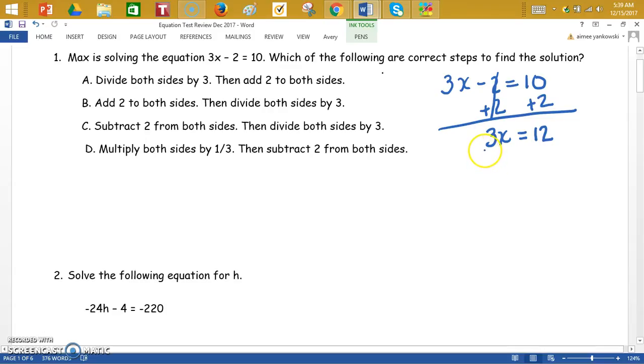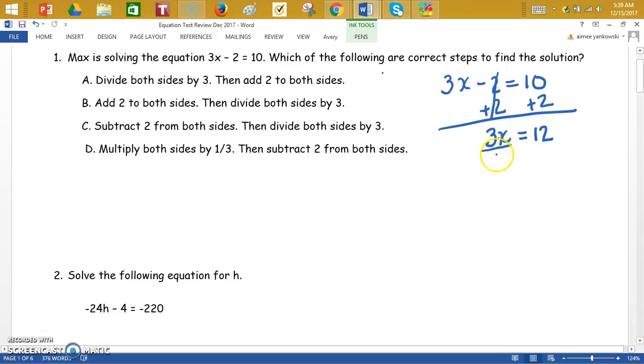Now my next step is I say, okay, what is the operation between the x and the 3? Because the point is to get x all by itself. All right, that operation is multiplication. How do I undo multiplication? I undo multiplication with division. I use a fraction bar to show division. To get x all by itself, you have to divide by whatever number x had been multiplied by.